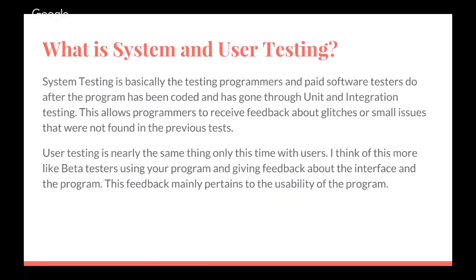Okay, the next one, system and user testing, is something that you do after you've worked out all the little kinks that you see in the code. It's usually done by software testers or another program that checks it for you. This is to pick up any errors that you may have missed in the first two test types.